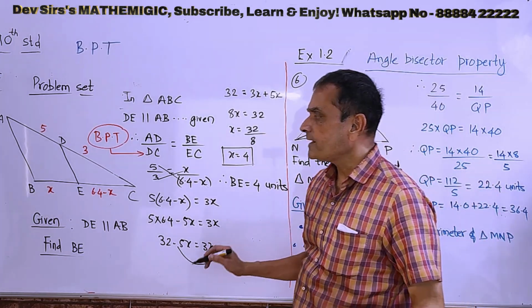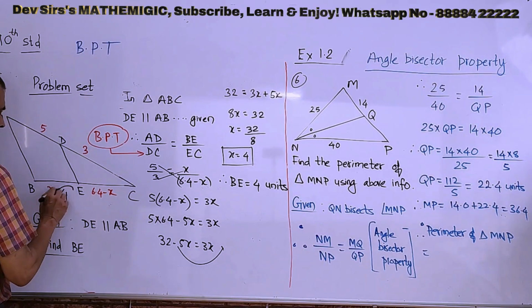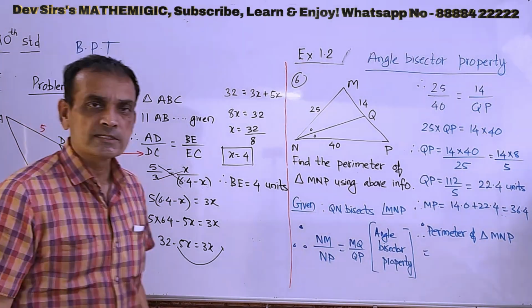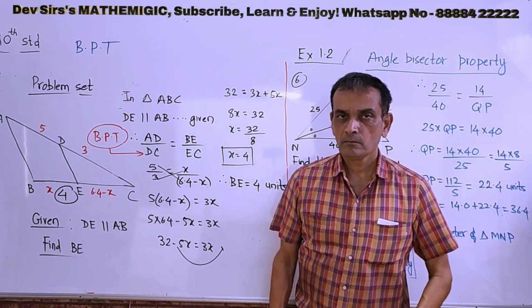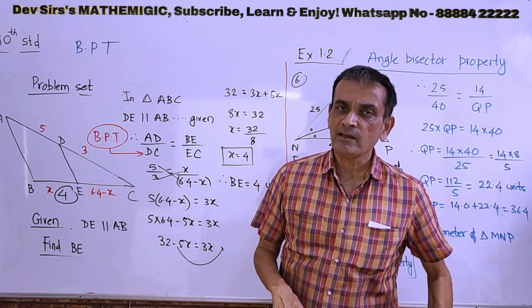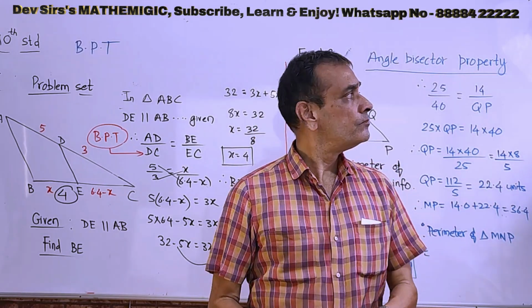X equal to 4 यानी BE is 4 units. That is how you use BPT. और बाद में प्रॉब्लम्स आने वाले वहाँ पे वापस देखेंगे. Let us go to the next sum now.